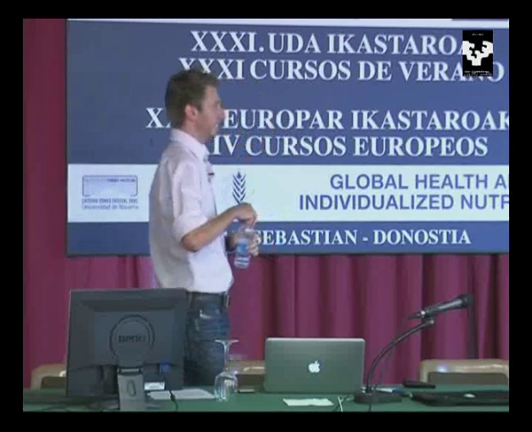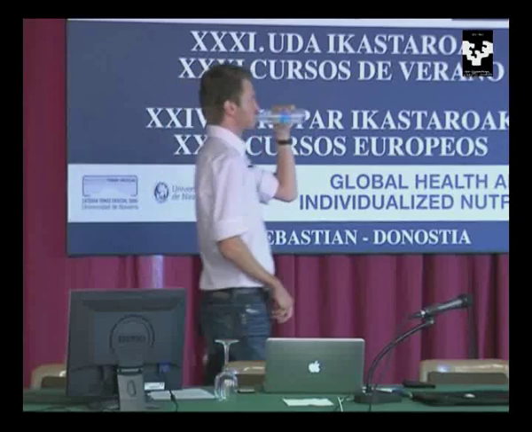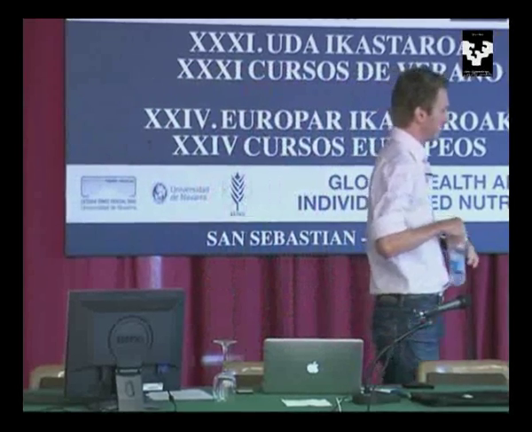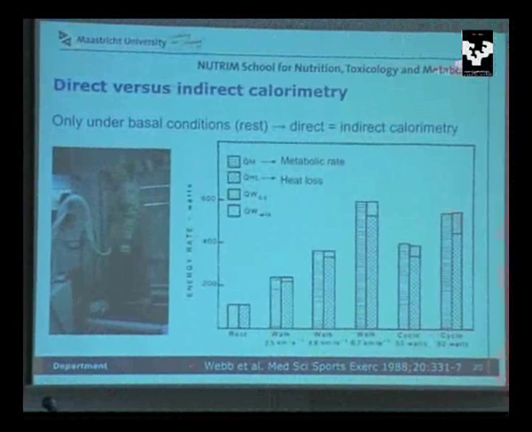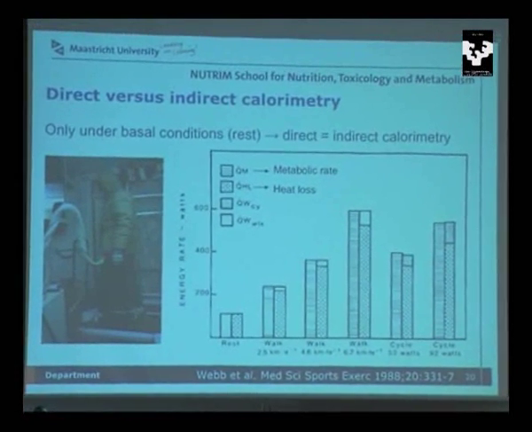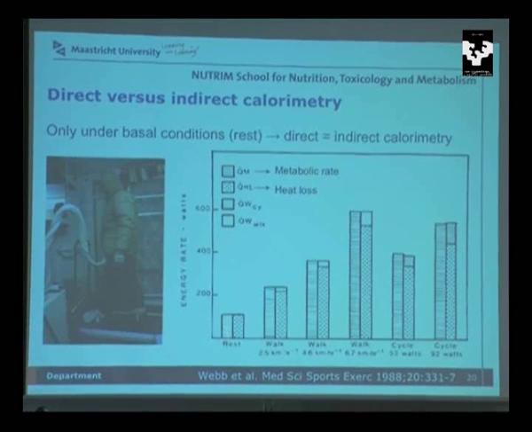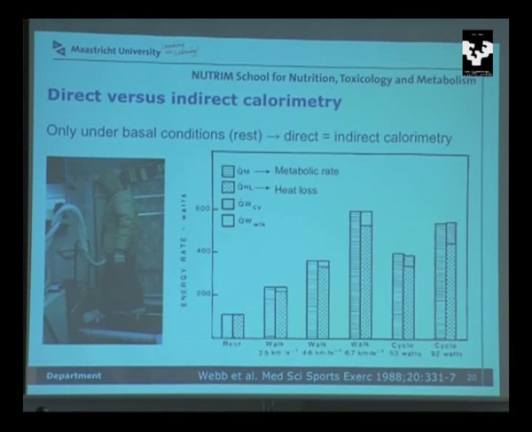There is a bit of a difference between direct and indirect calorimetry. And this is an old publication from Paul Webb, who was quite an important person in the energy metabolism field. What you can see here on the left is metabolic rate. This bar is the total metabolic rate of your subject, and this is the heat loss of your subject, so measured directly. And at rest, you can see that the 2 techniques will give you the exact same answer. So when you are at rest, all the energy that you are using is being lost as heat.